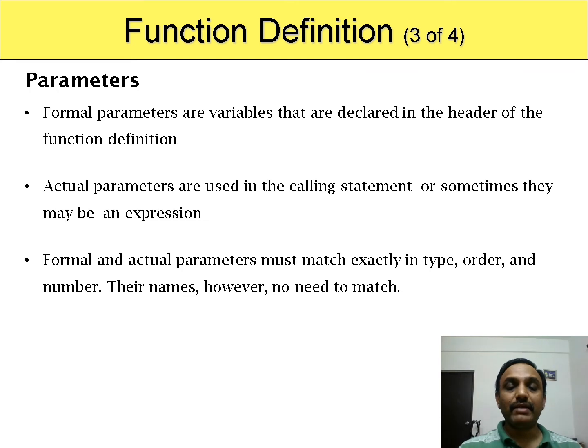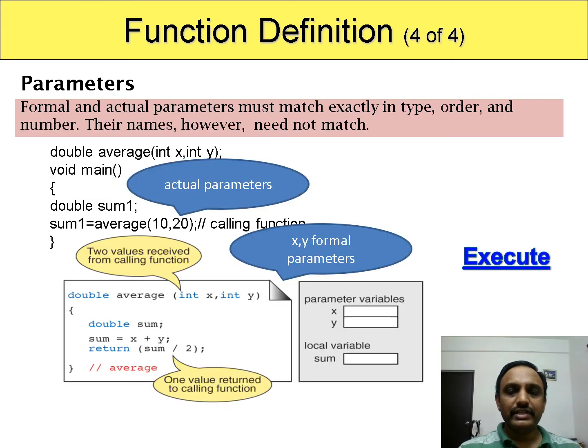While giving these formal parameters and actual parameters, the type, order, and number of parameters must match. Otherwise, the compiler gives us an error. However, there is no need to match the names of the formal and actual parameters. Observe the parameters in this example. We have two types of parameters, formal and actual. Actual parameters are used in function calling. Formal parameters are used in function definition.